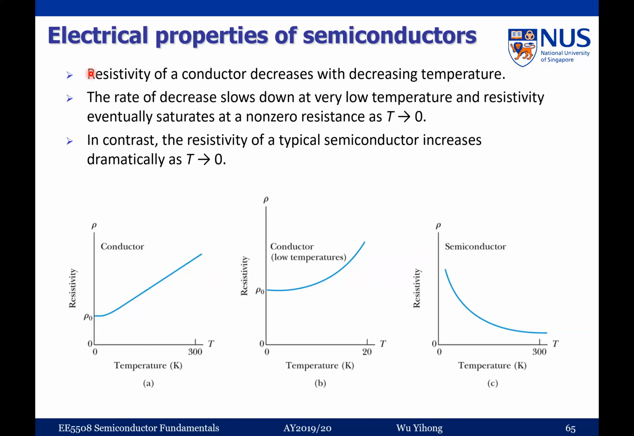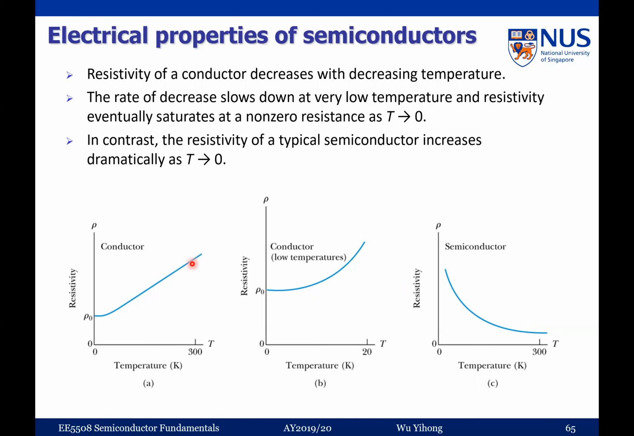Okay, the difference between metal and semiconductor can be easily recognized in the temperature dependence of the resistivity, right? Typically for a metal, you can see that the resistivity is high at a high temperature. This is mainly due to phonon scattering. It means that at high temperature the lattice will vibrate very strongly, and this will give you a high density of phonons. Then electrons will be scattered by the phonons, and this will give you the high resistivity.